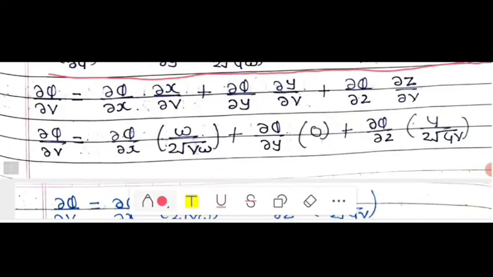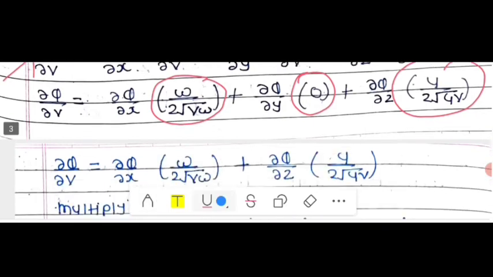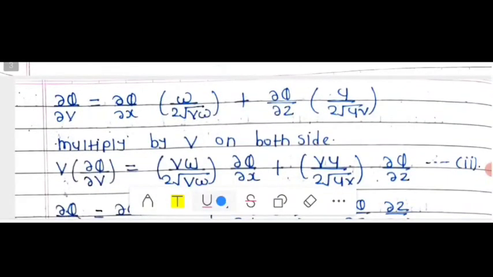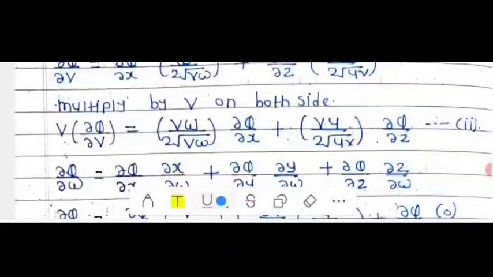Similarly, we find ∂phi/∂v by using the chain rule, that is ∂phi/∂v is equal to ∂phi/∂x into ∂x/∂v plus ∂phi/∂y into ∂y/∂v plus ∂phi/∂z into ∂z/∂v. So here we substitute all these partial derivatives. Next, by multiplying v on both sides we get the equation, and we denote this equation as equation number 2.